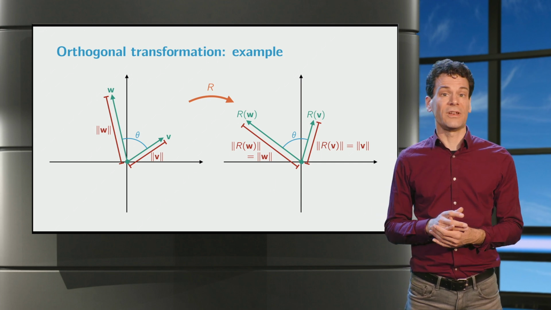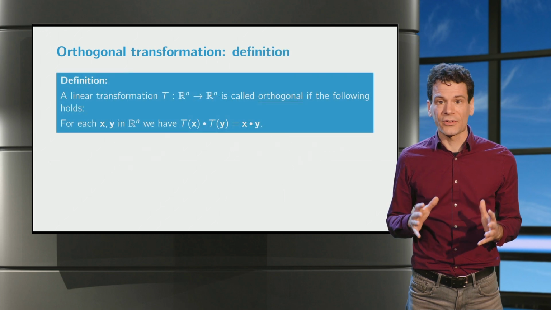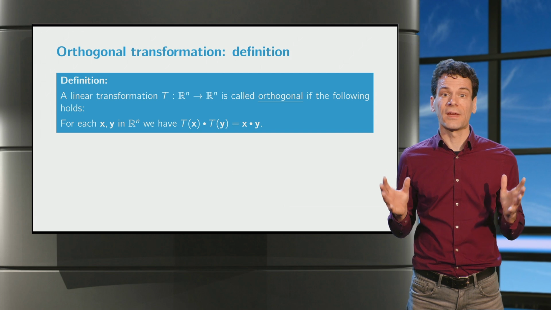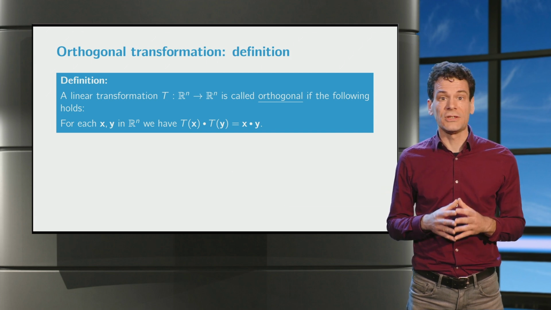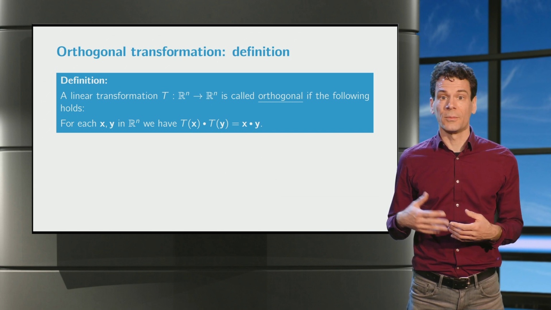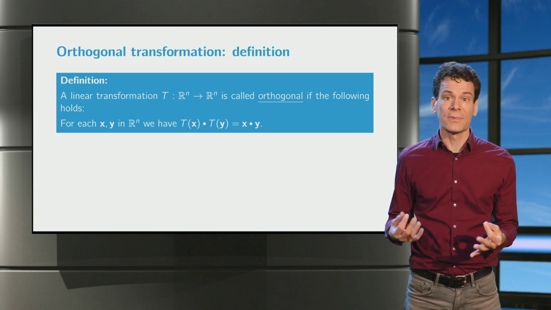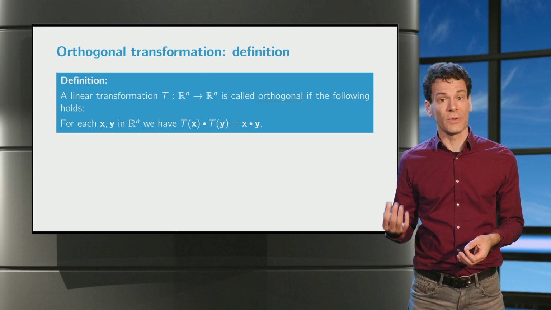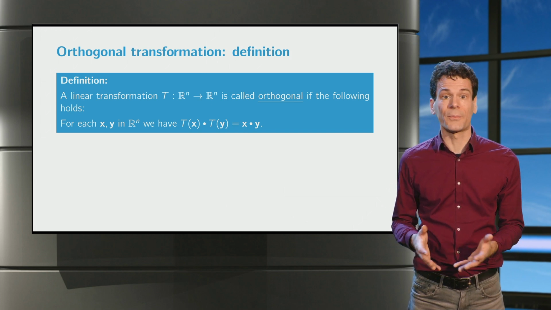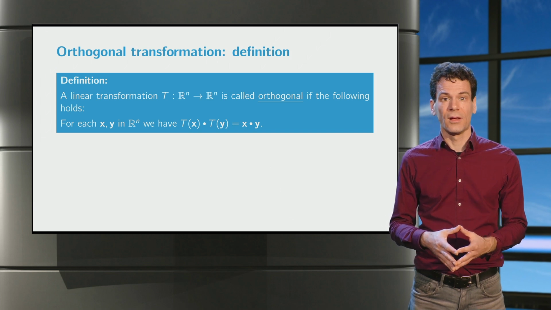I'll start with the definition. A linear transformation T from Rn to Rn is called orthogonal if the following holds. For any two vectors x and y in Rn, the dot product between Tx and Ty is equal to the dot product between x and y. That is, T preserves the dot product between vectors.